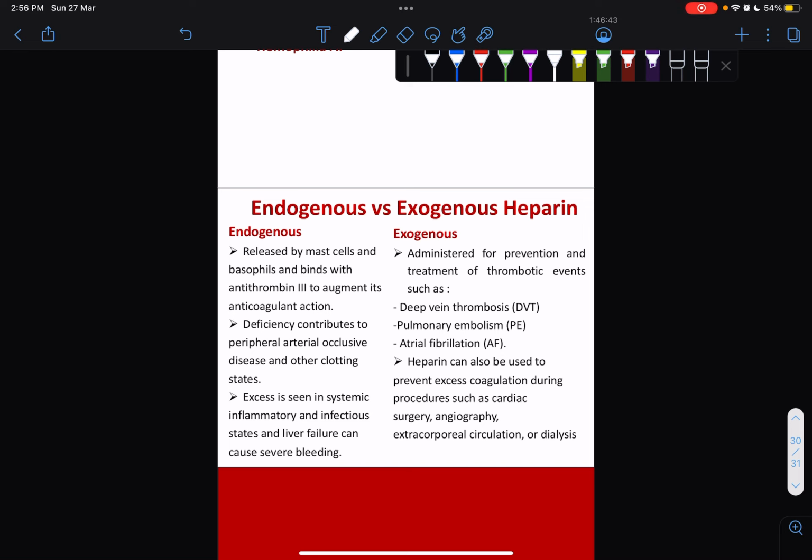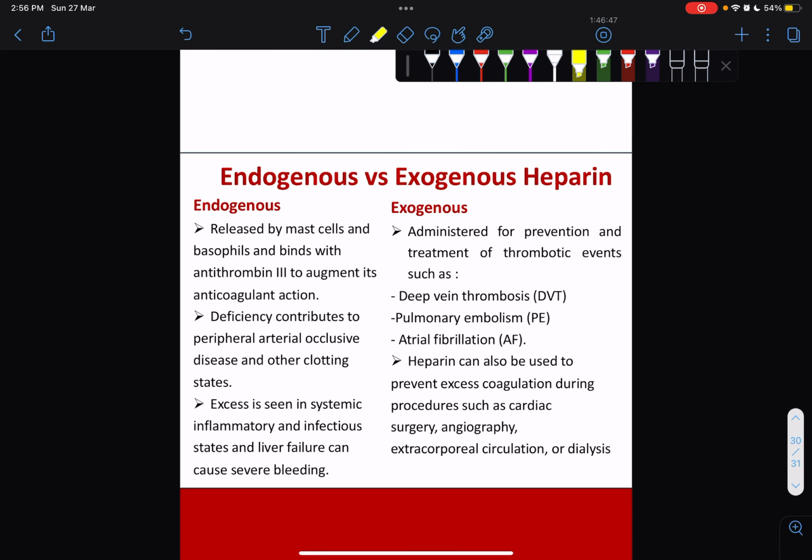What is the function of exogenous heparin? Exogenous means you are giving it from outside. Heparin is now, you know that, an anticoagulant. If you give it into the blood, it will combine with antithrombin 3 and then it will do the job. Why are you giving it from outside? Because in your patient there is a danger of thrombosis or extra clotting. Okay, so either you are treating or you are preventing. Prevention and treatment of thrombotic conditions.